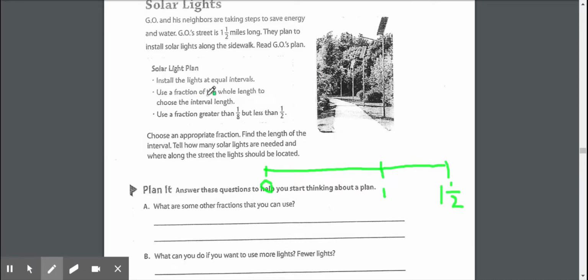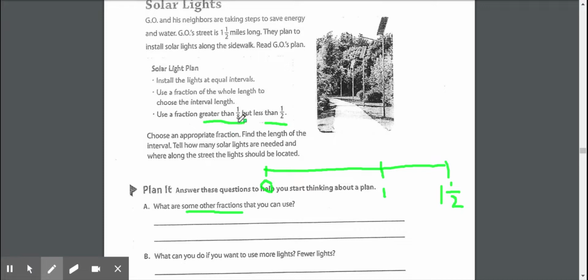It says they want to install the lights at equal intervals, use a fraction of the whole length, which is 1.5, to choose the interval length. Use a fraction, here's the key, greater than 1/8 and less than 1/2. So on the previous page where they showed you one of Geo's solutions, he chose 1/4. And every fourth of the way, he spaced it out evenly and added his lights. But they would like us to try to find some other fraction that we can use.